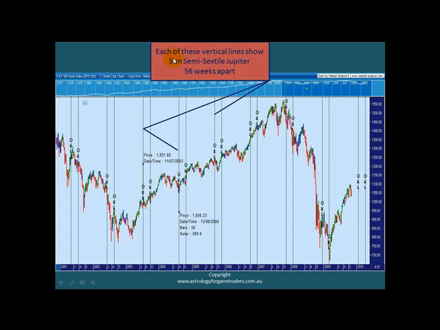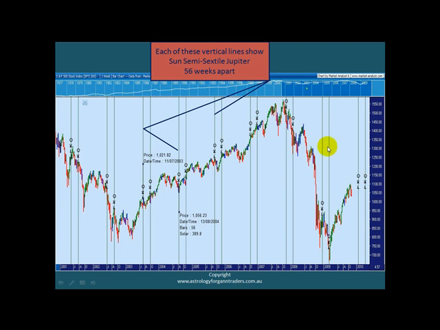Now, the vertical lines here show the Sun semi-sextile Jupiter, and this is on a weekly chart, and it's 56 weeks apart. So you can see these sort of little areas here. Now, this is a nice one here. Now we're going to have another one here.